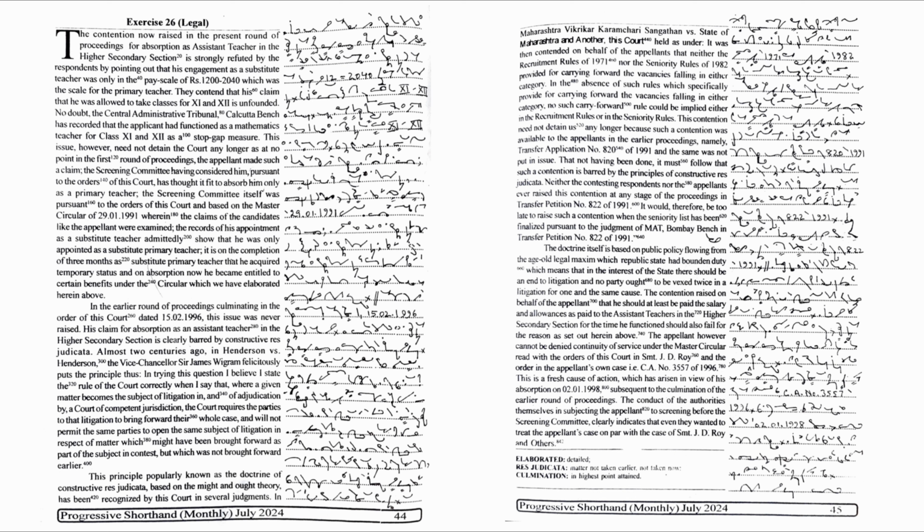It was then contended on behalf of the appellants that neither the recruitment rules of 1971 nor the seniority rules of 1982 provided for carrying forward the vacancies falling in either category. In the absence of such rules which specifically provide for carrying forward the vacancies falling in either category, no such carry forward rule could be implied either in the recruitment rules or in the seniority rules. This contention need not detain us any longer because such a contention was available to the appellants in the earlier proceedings, namely transfer application number 820 of 1991, and the same was not put in issue.